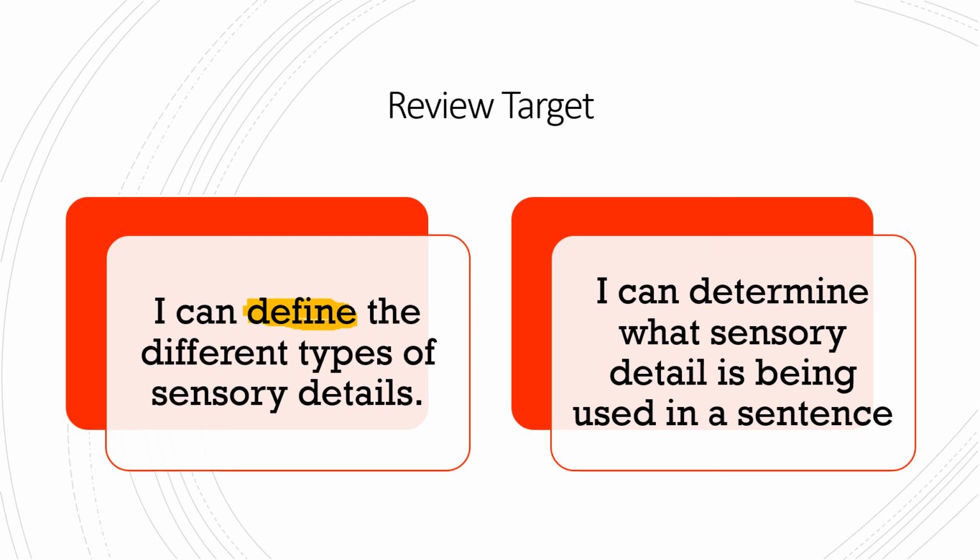Our second target was, I can determine what sensory detail is being used in a sentence. So we went through each different type of sense and determined the sensory detail that is being used in the sentence. Your job is going to be answering some questions and determining which type of sensory detail is being used. You will also be able to add sensory detail to a boring old sentence to make it more engaging or exciting for the reader.